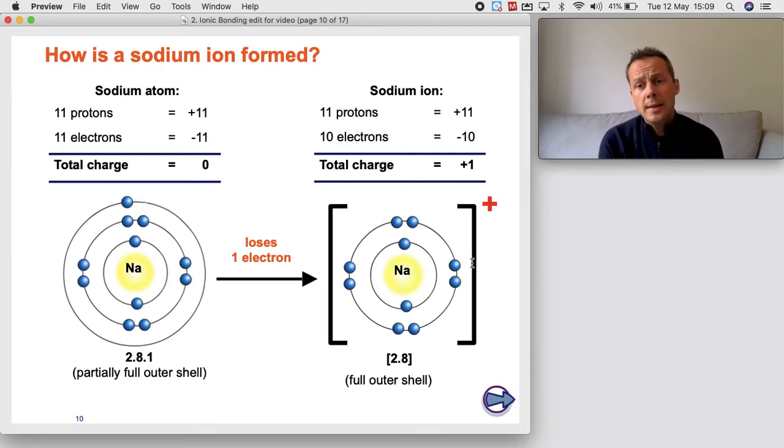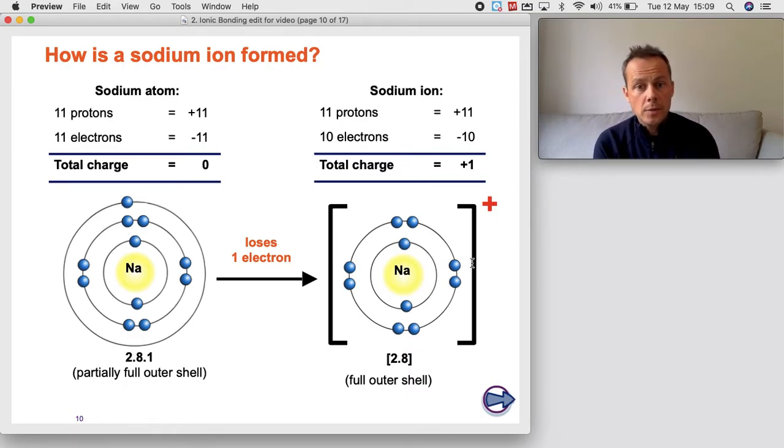Nothing's happened inside that nucleus. So all the protons are still there. But it has lost an electron. So now we do not have the same number of protons and electrons. There's an imbalance. There are 11 protons, so 11 plus charges. But there are 10 negative charges.